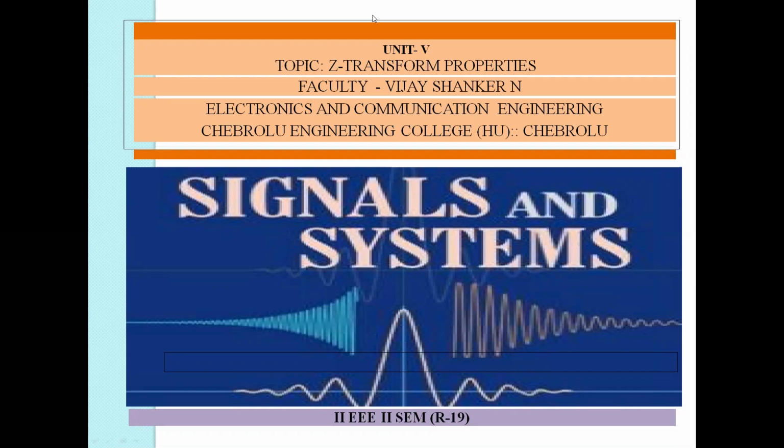The next one is the fourth. The fourth one, you can see here, is multiplication by an exponential sequence a power n, or the scaling in the Z domain. So a power n x of n, the Z transformation gives X of a inverse z, or X of z by a.